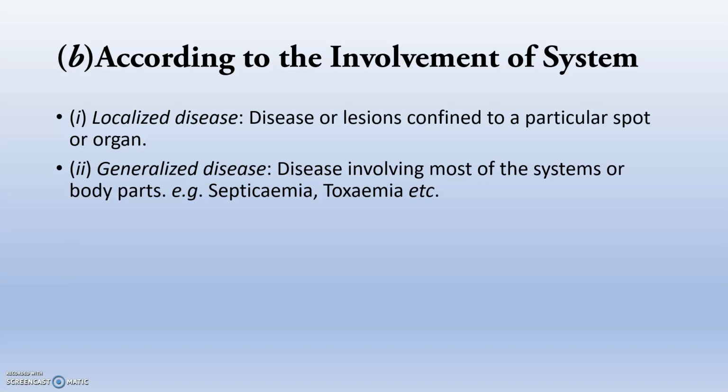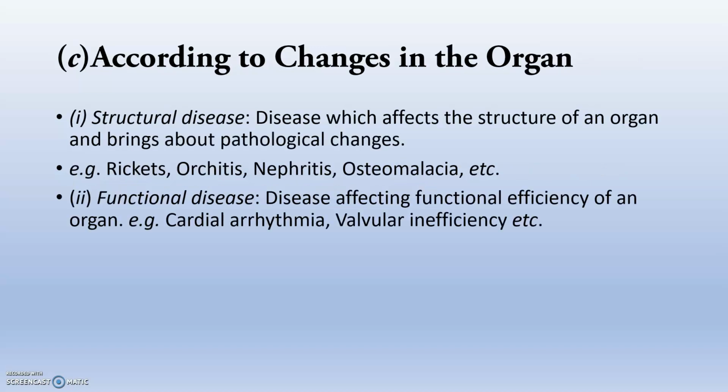According to the involvement of system, localized disease is confined to a local spot or local organ. Generalized disease, what does that mean? It involves multiple systems, that is septicemia, toxemia, etc. Next is the changes in the organ: structural disease and functional disease. Structural means there will be structural or pathological deformity in the structure of an organ, for example rickets, that is bone deformity, orchitis, that is testis deformity, nephritis, that is kidney deformity, etc.